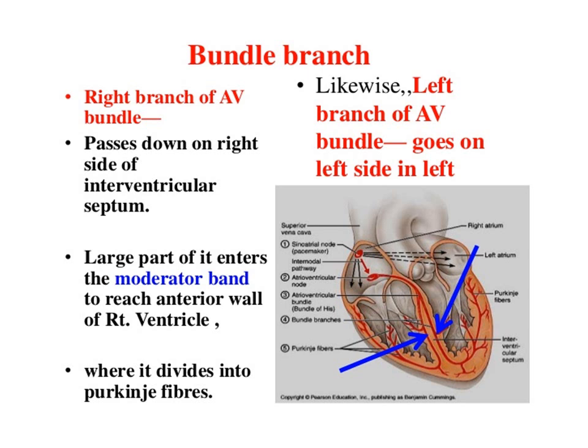Now coming to the right and left bundle branches. The right branch of AV bundle passes down the right surface of the interventricular septum. Most of it enters the moderator band or septomarginal band to reach the anterior wall of right ventricle. And finally, it divides into minute branches, that is the Purkinje fibers. Likewise, the left branch of AV bundle goes along the left surface of interventricular septum.